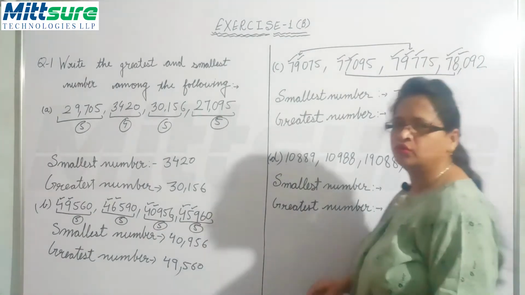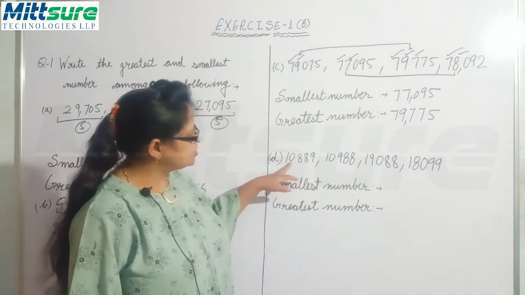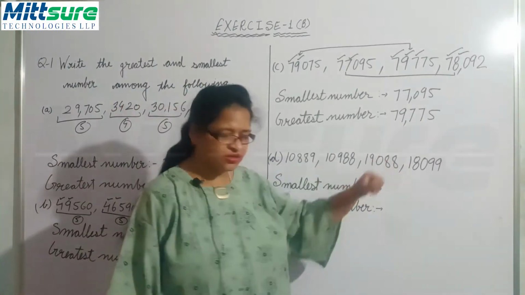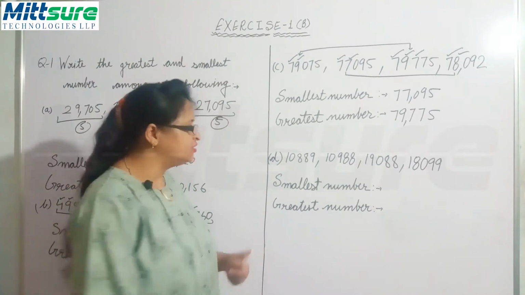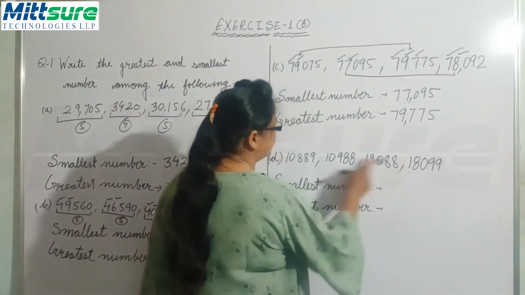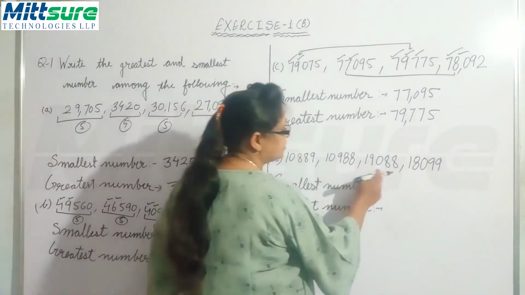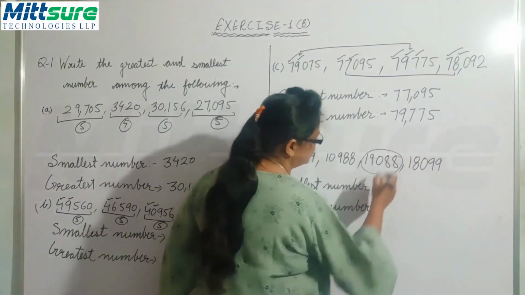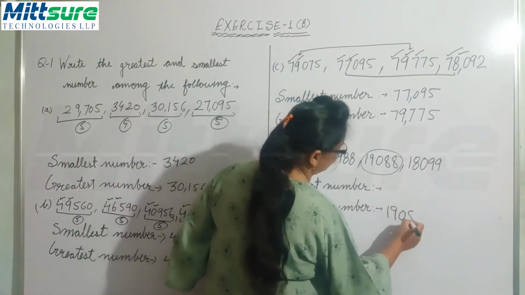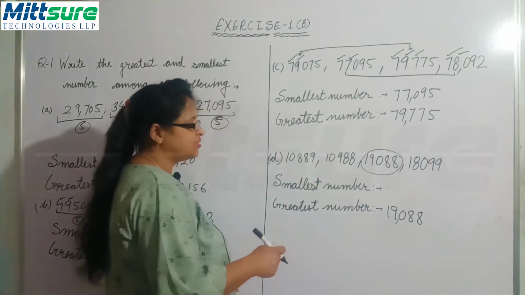Then what we will do, look at this number. This is 0, this is 0, this is 9 and this is 8. So it is clear that 9 is the greater and 8 is smaller, and these two are 0. So we can say this number is the greatest number. So the greatest number is 19,088, that is 19,088 is the greatest number.